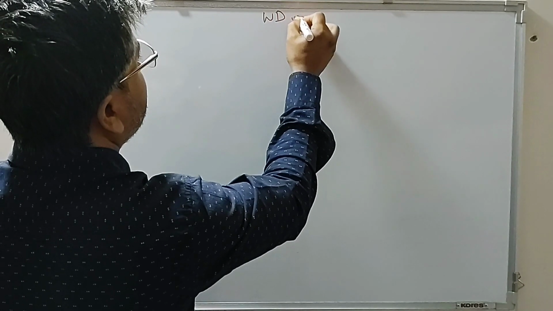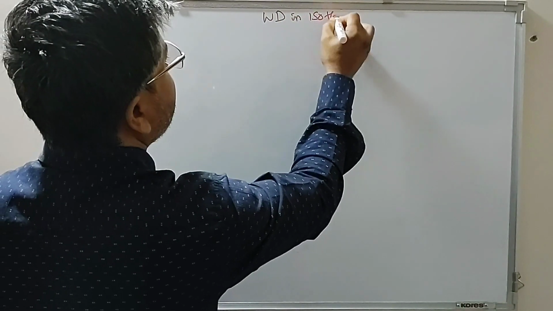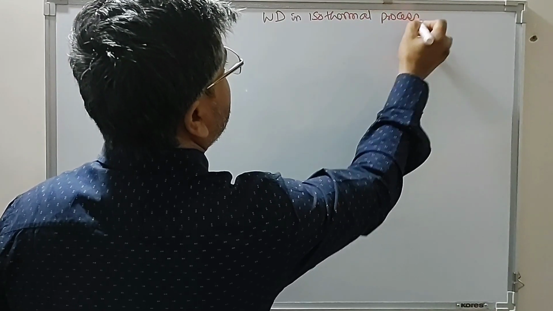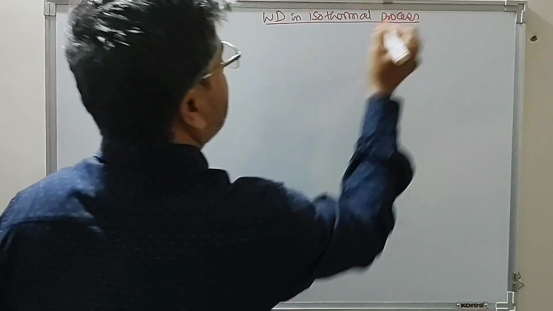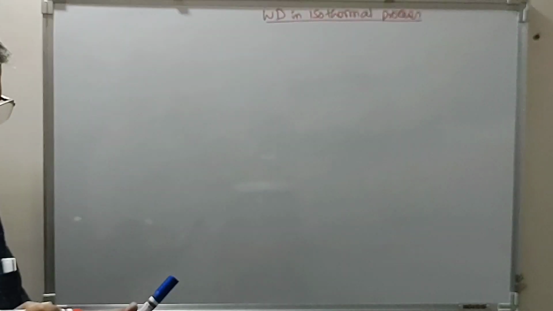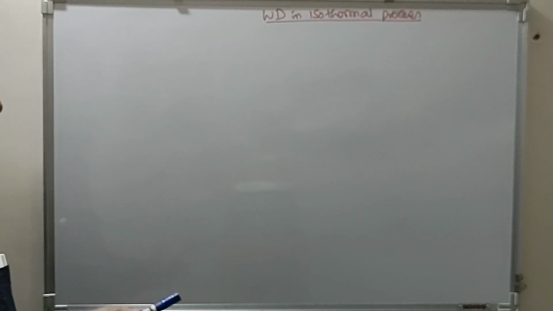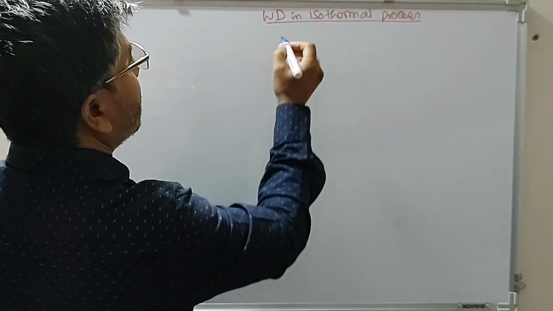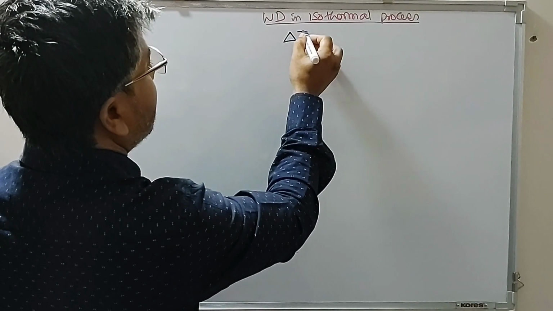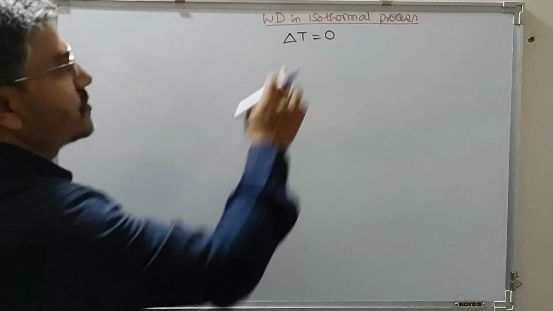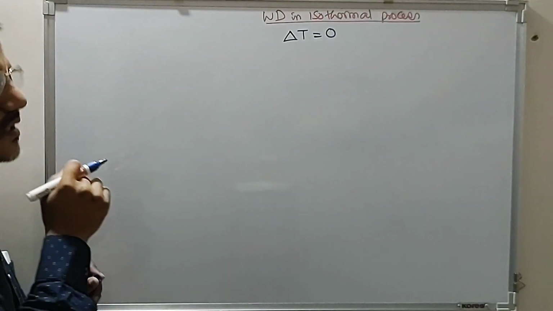Work done in isothermal process. Now, for an isothermal process, as we know, delta T is equal to 0, meaning temperature remains constant, so we say isothermal process.